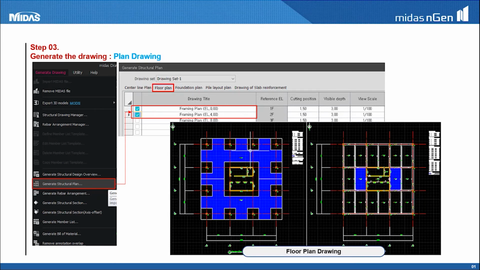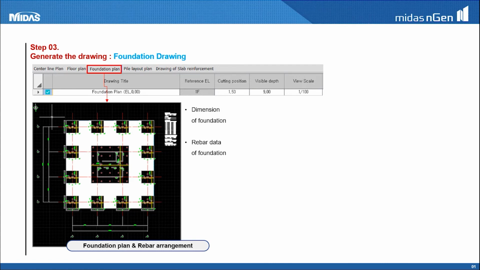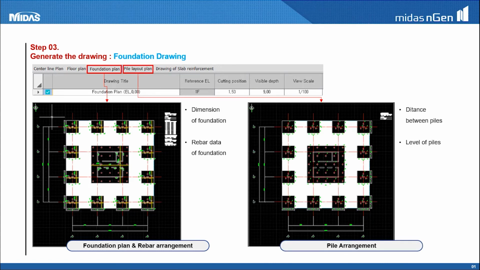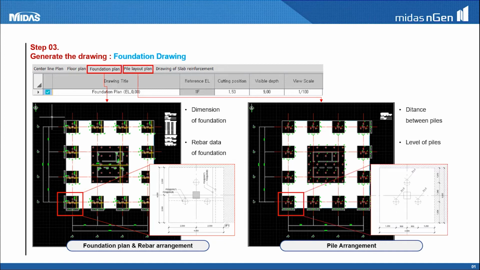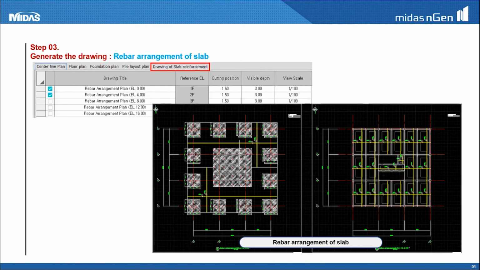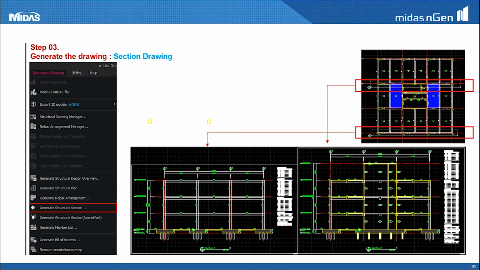The types of floor plan are as follows. And you can create foundation plan drawings and pile layout drawings. In foundation plan, the dimension of foundation and rebar arrangement information are displayed, and in pile arrangement, distance between piles and level of pile are displayed. Finally, you can generate the rebar arrangement of slab. And if you set the position and depth of the section in the created plan drawing, you can create a section drawing from the 3D information as follows.